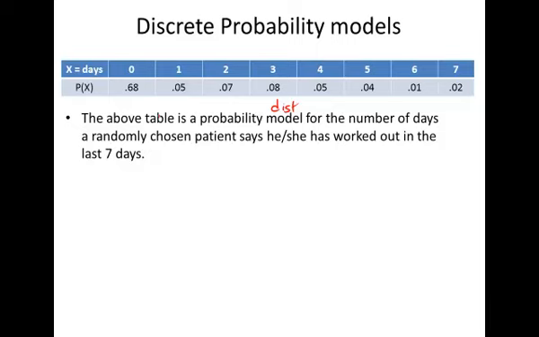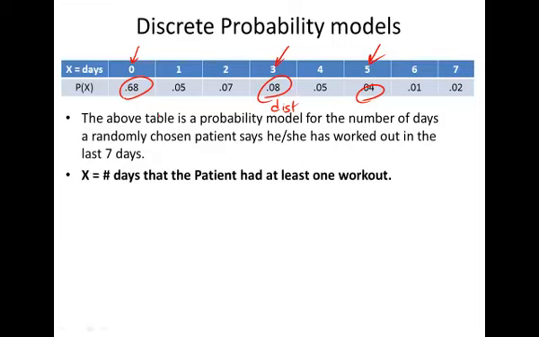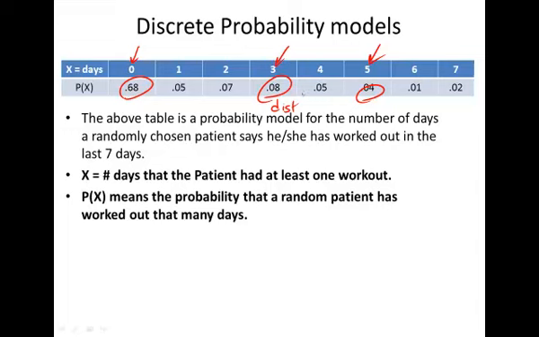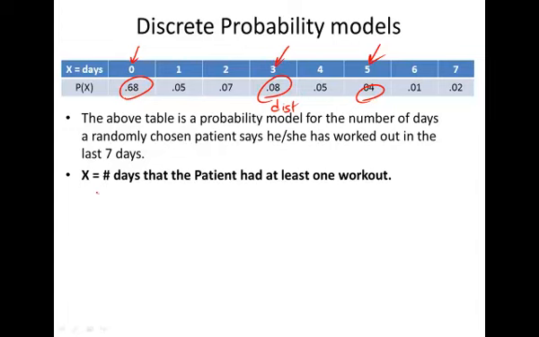So where x is equal to 0, that means that the patient worked out 0 times. The 68 means that 68% of the patients that were surveyed didn't work out at all that week. 8% of the patients worked out 3 times, 4% worked out 5 times, and so on. So I have to make sure that this is, in fact, a probability distribution, where x is the number of days that the patient had at least one workout.